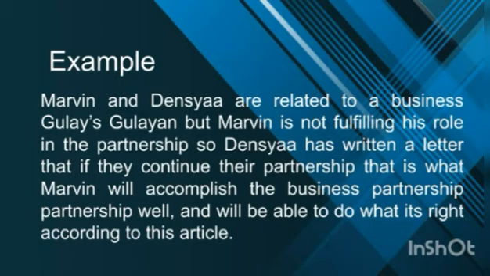Marvin and Densha are partners in the business Gulays Gulayan, but Marvin is not fulfilling his role in the partnership. So Densha has written a letter that if they continue their partnership, Marvin will have to accomplish the business partnership well and do what is right according to this article.